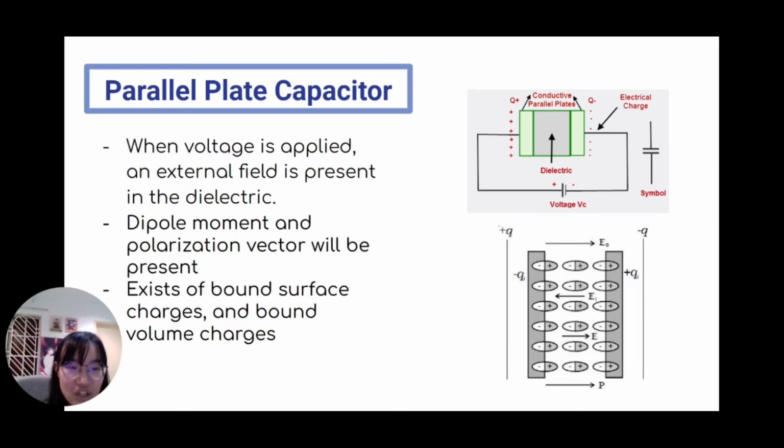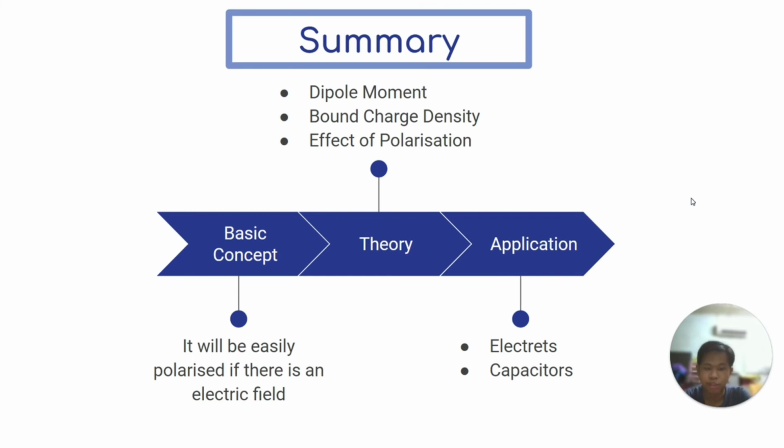When there is an external electric field, the dipole moment and polarization vector will appear. The positive and negative bound surface charges will exist on the plates, while the bound volume charge will be in the dielectric. These bound surface and volume charges serve to increase the effectiveness of the capacitance by reducing the electric field strength, so as to get the same amount of charge with a lower voltage.